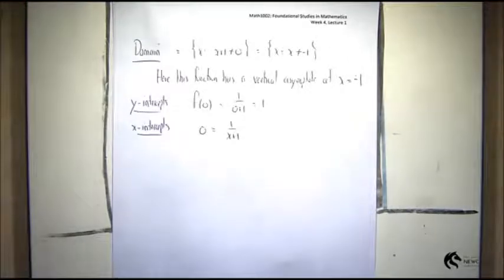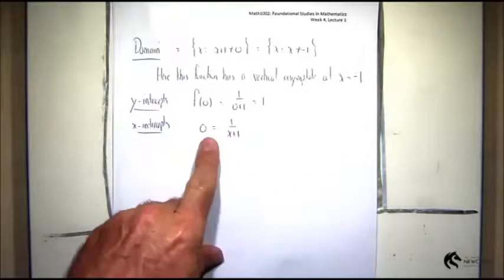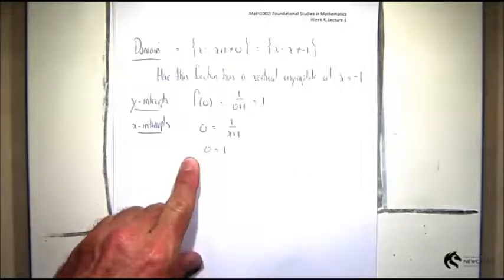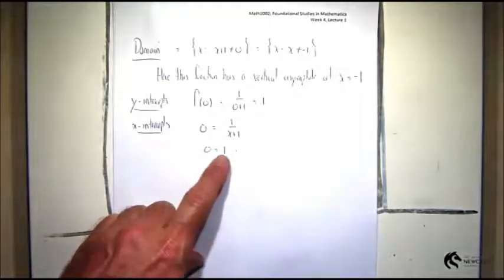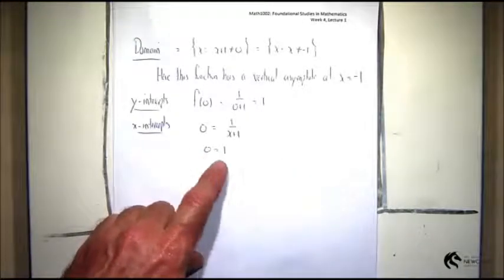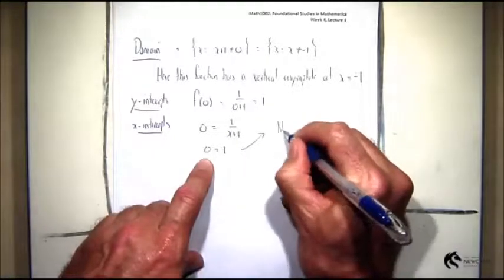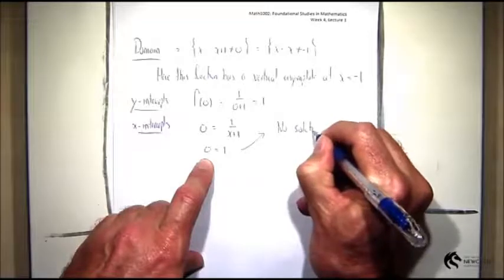Now to solve an equation, we try to make x the subject. So in here I would multiply both sides by the number x plus 1. When I do that, 0 times anything is 0. On the right hand side I get 1. So no matter what value of x I choose, I can never make that thing true. So this tells me that that equation has no solutions.